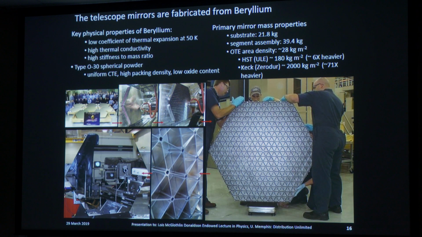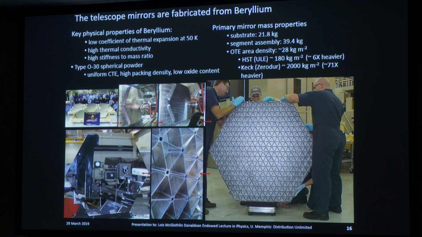Now, the JWST mirror is not made of glass, the way the Hubble mirror is, and the way most mirrors are. It's made of beryllium. And the reason that we had to make it out of beryllium is that we're going to operate this mirror at -400 Fahrenheit. So we needed to find a material that had a low coefficient of thermal expansion at that low temperature. And beryllium has that. And so we chose beryllium for this mirror.